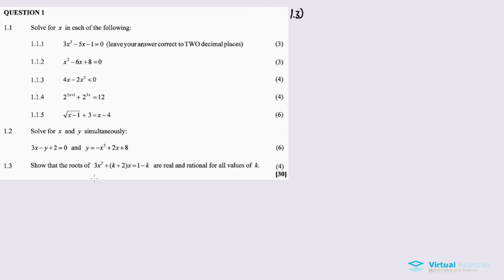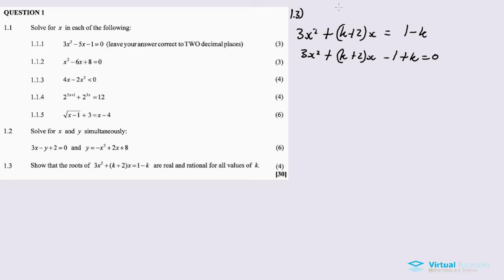The first thing we must do is express the equation in standard form. 3x squared plus (k plus 2)x equals 1 minus k. Everything must be on the left hand side, and the right hand side must be 0. Remember we must write it in standard form, so it will be 3x squared plus (k plus 2)x minus 1 plus k equals 0.